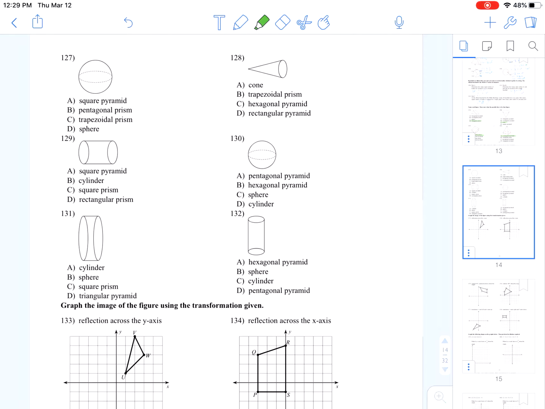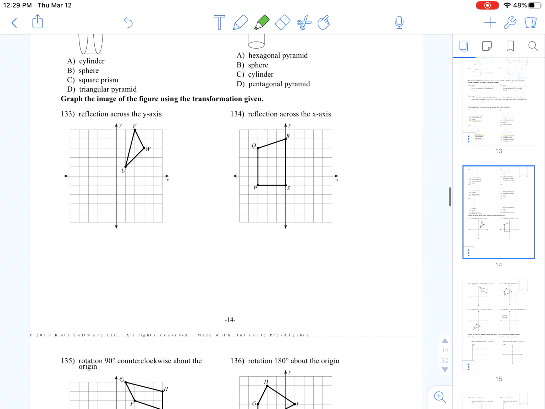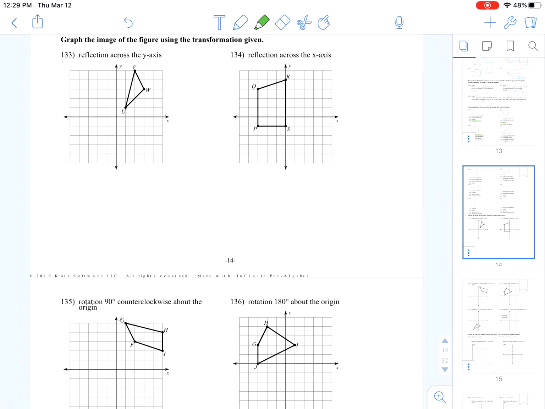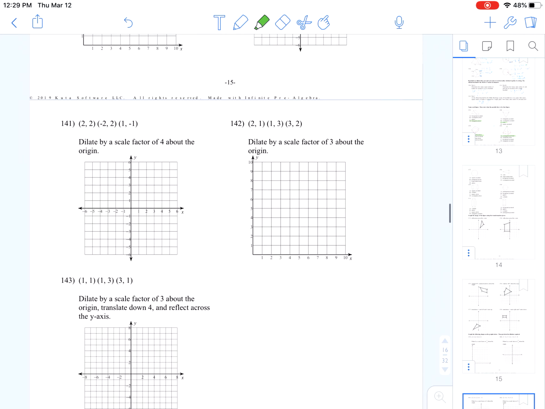Today we're going to take a look at transformations, reflections, translations, rotations, and dilations, and the combinations. We should be working on problems 133 through 143. This will complete the iLearn review.